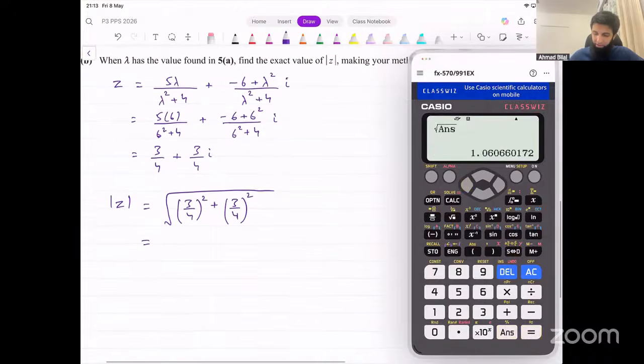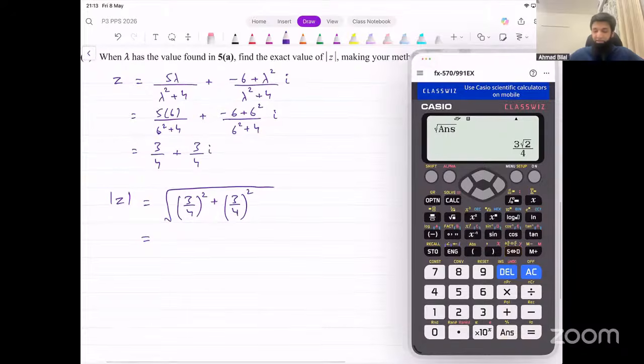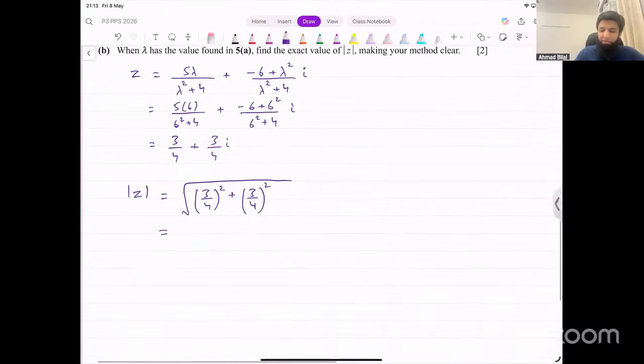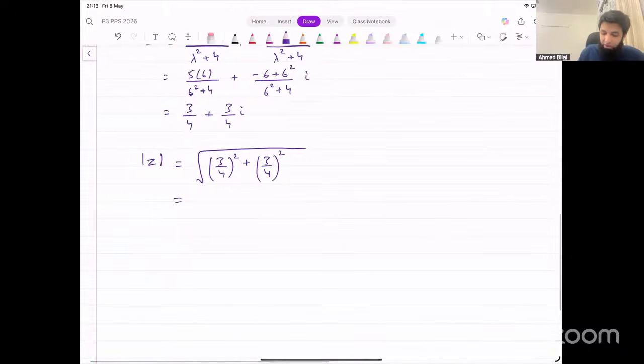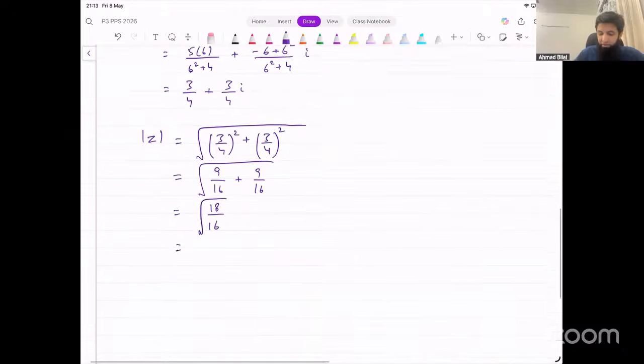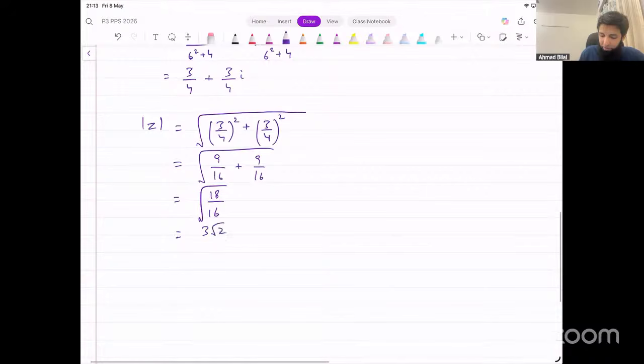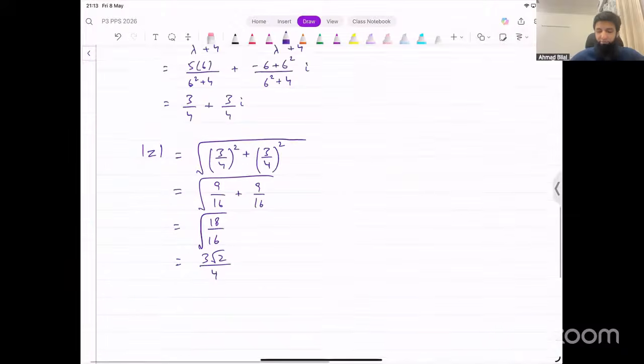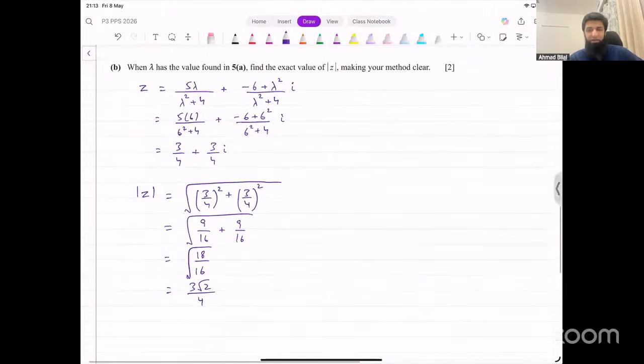Do they want an exact answer? Yes. Achha, since they want an exact answer, we actually should show further working as well. We'll say this is 9 over 16 plus 9 over 16, and that becomes 18 over 16. And then we could say 18 can be written as 3 under root 2 divided by 4. Yeah, that's what we were getting, right? 3 under 2 over 4. And that's your final answer. Whenever they ask you for exact values, make sure to do it step by step. Do not skip any working in that case.